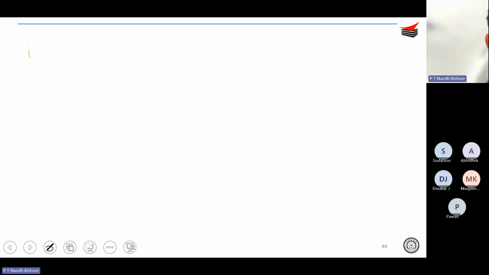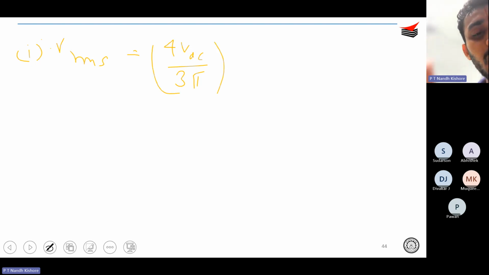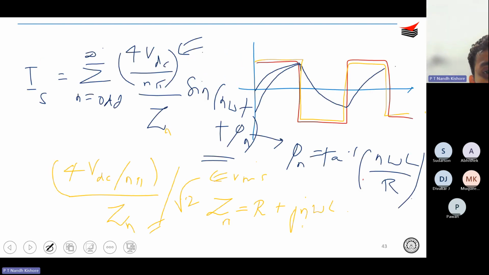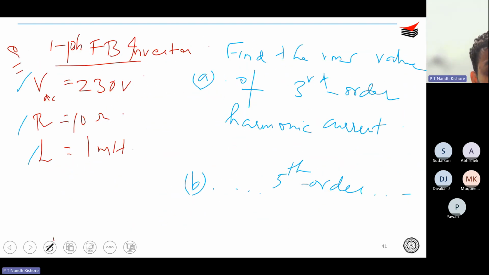So for case 1, what is your RMS voltage? Voltage RMS is 4 VDC by, it's your third harmonic, so they have asked for the third harmonic. So 4 VDC by 3 pi is your amplitude. And what is the RMS value? By root 2. Okay, so how much do you get? Your VDC is basically given as 230 volt.